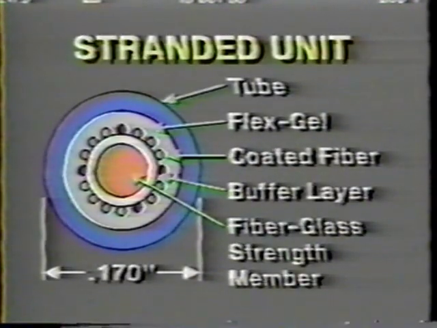Finally, the ribbons are taken up onto spools and tested for optical loss to verify that nothing has changed. We'll return to ribbon units in a moment, but now let's take a quick look at the difference in a stranded unit. You'll notice in this cross-section that a typical stranded unit effectively packages up to 16 separate light guide fibers.